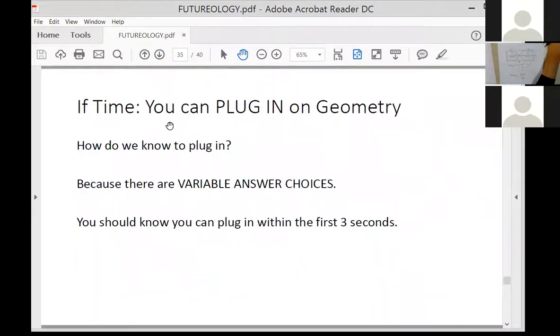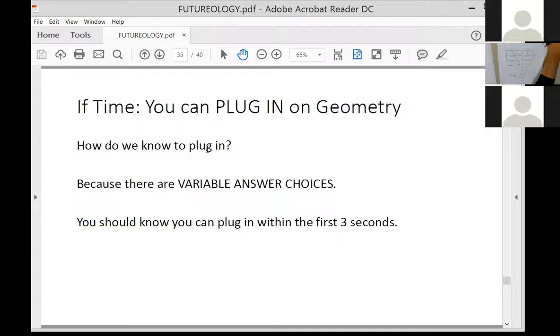If there's time, you can also plug in on geometry. Actually, sorry, this is for the end of our lesson for today. So I'm going to end with a quick discussion of plugging in on geometry. The first thing that I want to ask, and hopefully this was covered, I'm sure it was covered by Anthony, is how do we know if we want to plug in?